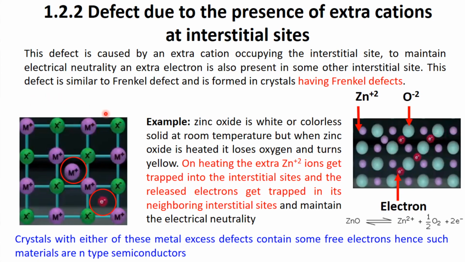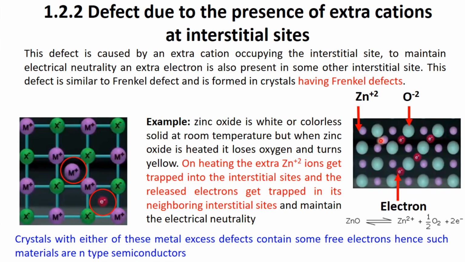So for example, in this left hand side panel figure, you can see that there is an extra cation present at an interstitial site, and to maintain electrical neutrality an extra electron is also present. Due to the presence of the extra cation, stoichiometry is changed, and that's why this is a non-stoichiometric defect.